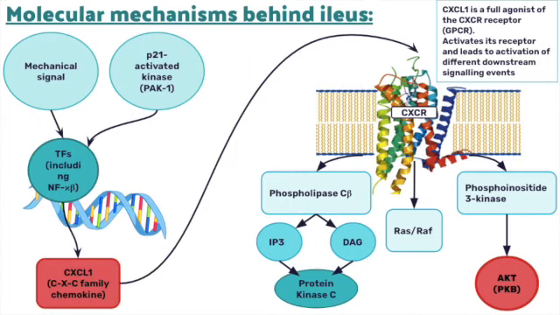Here is a visual representation of the proposed molecular mechanisms behind ileus. First, we can see that mechanical signals and P21 activated kinase both lead to the activation of certain transcription factors which lead to the production of CXCL1. Then CXCL1 will bind to its receptor CXCR, which is a G protein-coupled receptor, which upon ligand binding will lead to a cascade of intracellular signaling pathways through the activation of its G protein.